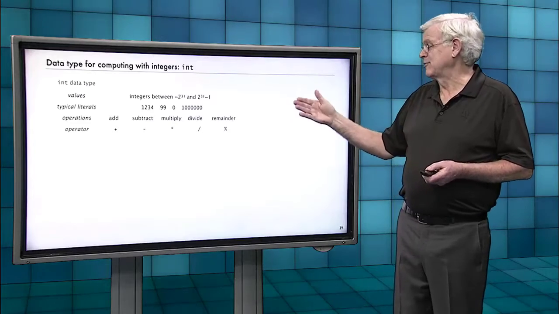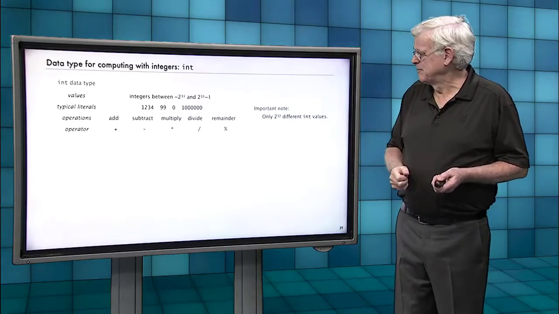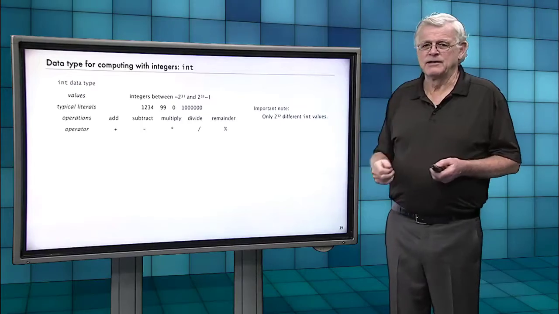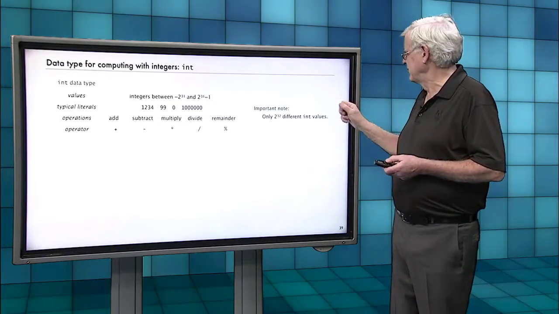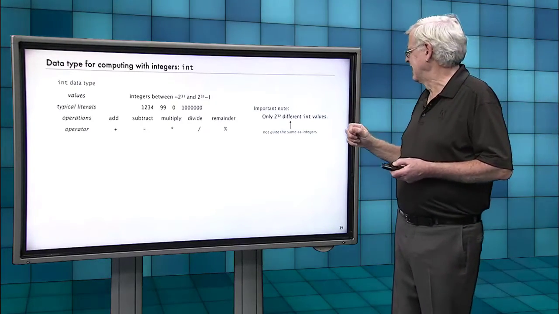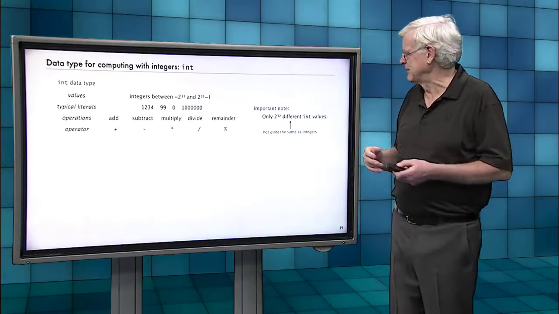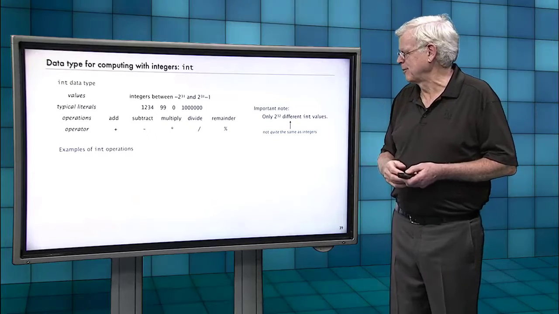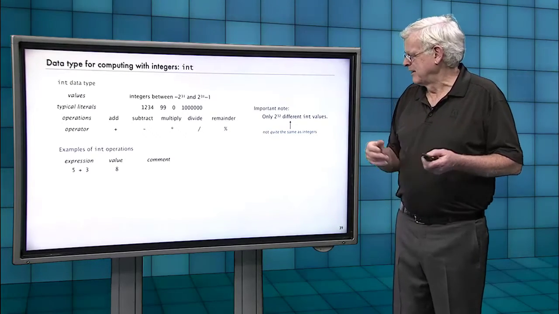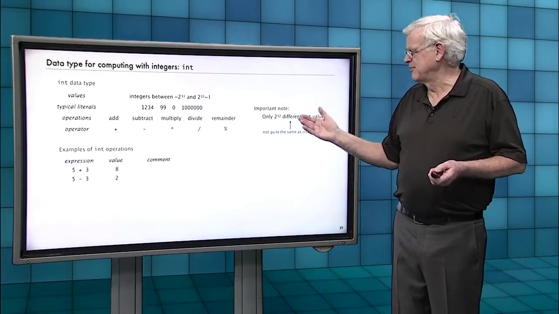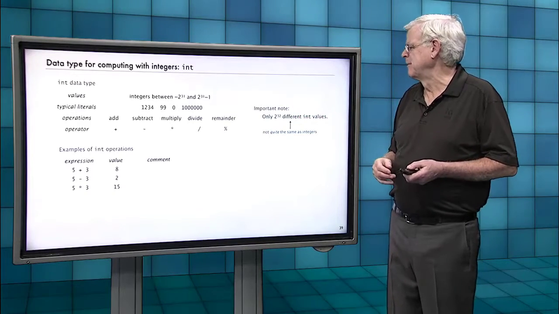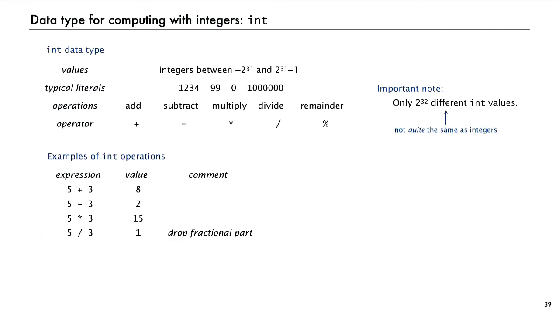Now operations: add, subtract, multiply, divide, and remainder. And again, there's only 2^32 different int values. So they're not quite the same as real integers, which could be bigger than that. But for many purposes, they're useful enough. And then we can do operations like add two integers, subtract them, multiply them.